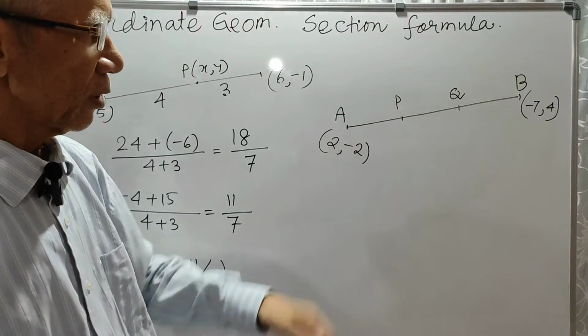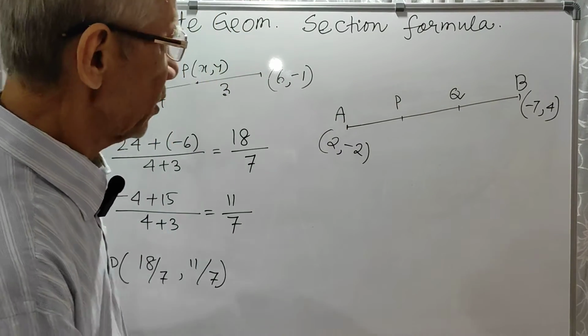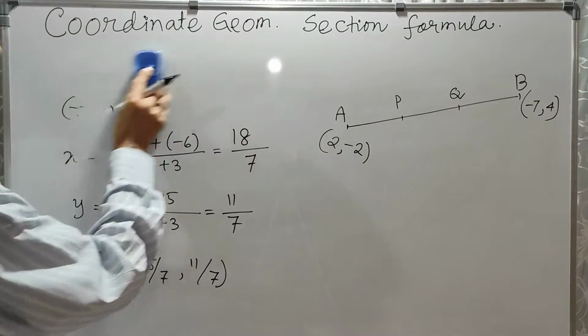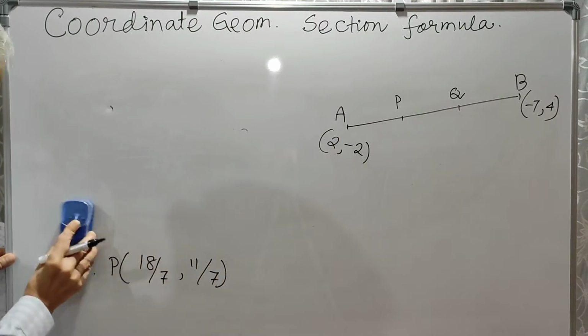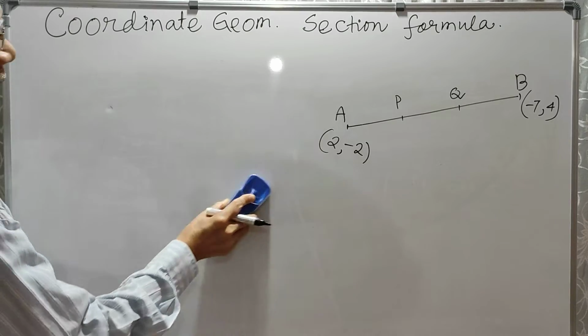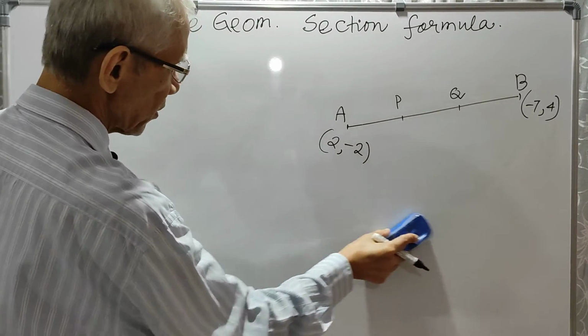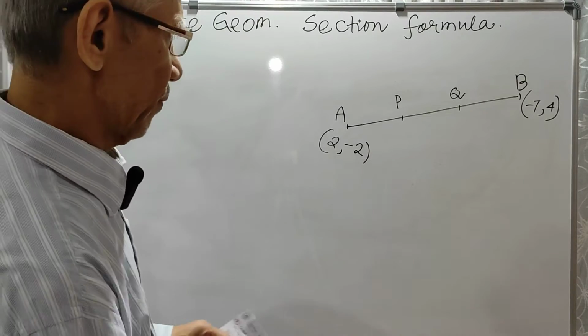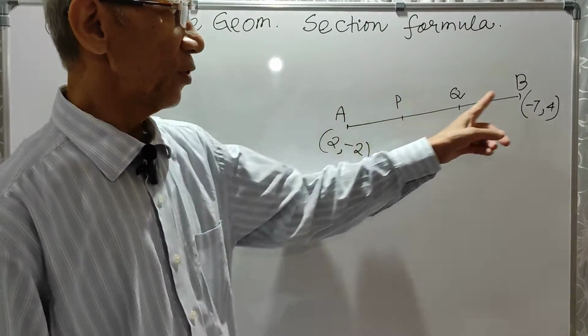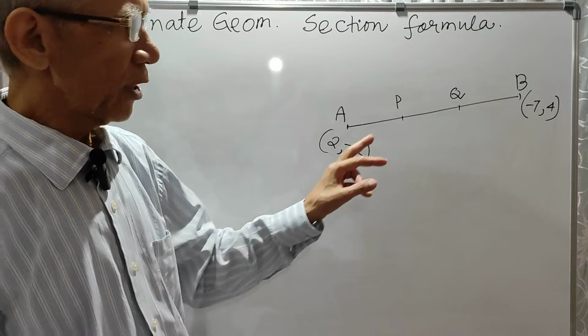Now we have to find out the coordinates of P and Q. That is the question. All right. So again, let me say, what is the question? The question is to find the points of trisection of AB. All right. Now let us see.